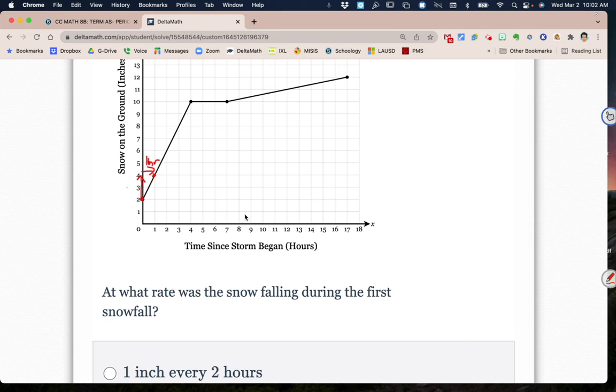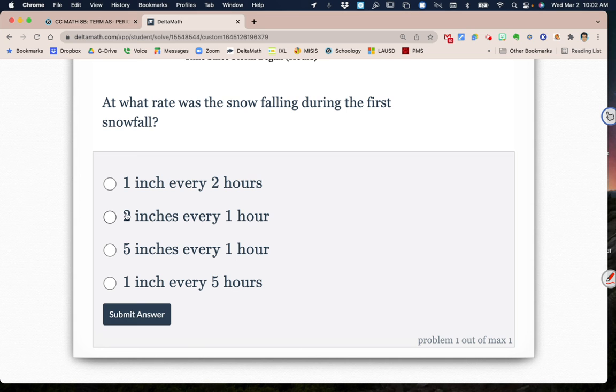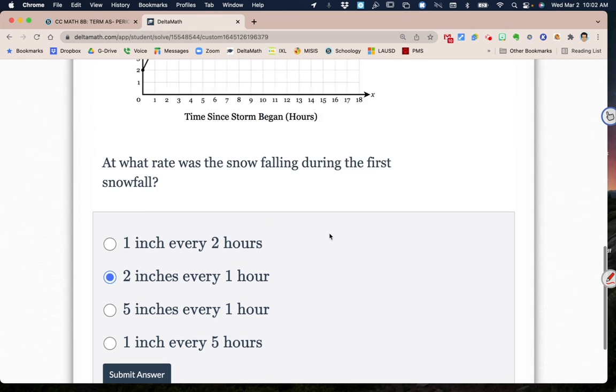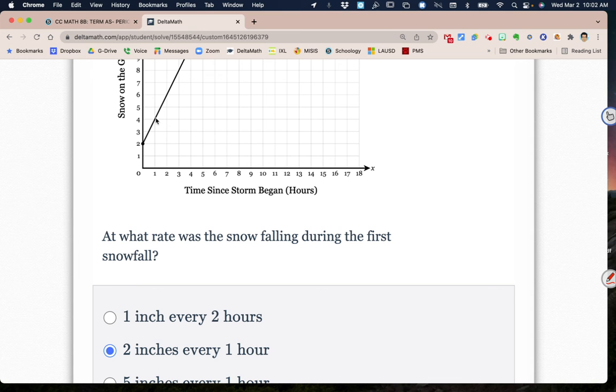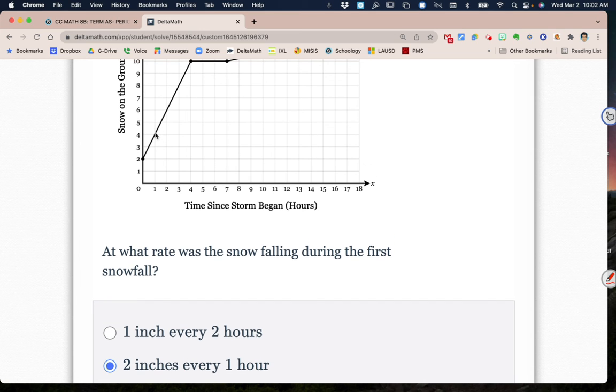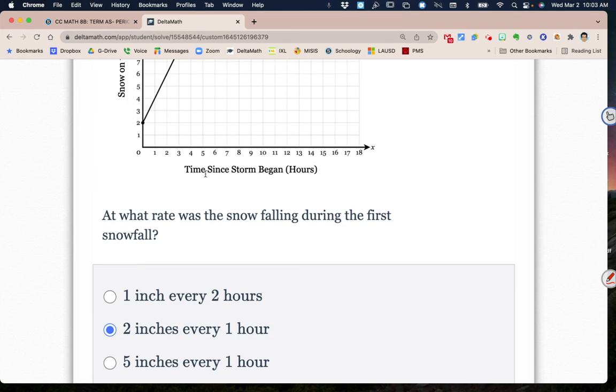Wait, why is it 2? It's going up 2 inches every 1 hour. It said the first snowfall. Yeah, this is the first snowfall. Then it stopped snowing, and then this is the second snowfall. Oh, I thought it said snowball. So this is definitely the first snowfall, and it's 2 inches every 1 hour. So you don't start directly at the first one. You start at 0 because I just picked 0 because that was a good point. I could have started at 1 hour, and I would have gone up 2 and over 1, and ended at 2 hours. You just pick 2 points where it crosses nicely.